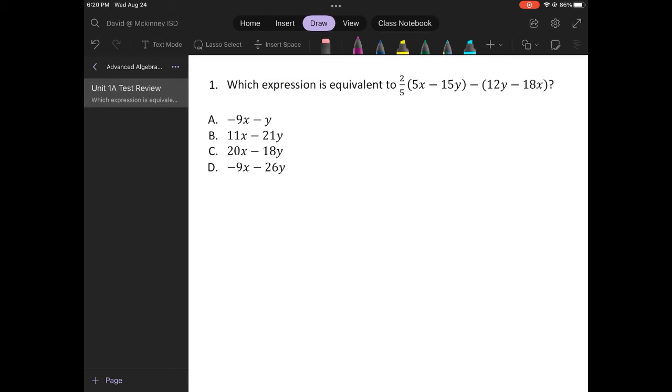So, in order to do this, we're going to use the distributive property. And we're going to do that 2 different times. We're going to distribute 2 over 5 into 5x minus 15y, just like so. And following that, we're going to distribute the negative sign into 12y minus 18x, just like so.